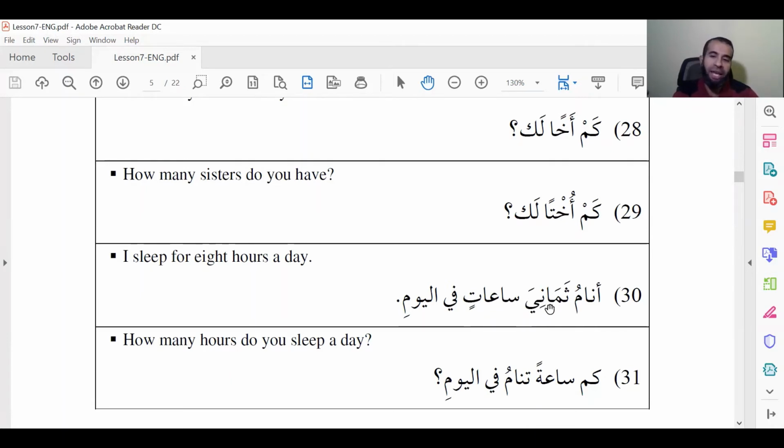Here 8 hours. 8 ساعات. أنام, I sleep for 8 hours in the day or per day. If it is 7 hours, it will be أنام 7 ساعات في اليوم, or أنام 8 ساعات في اليوم.